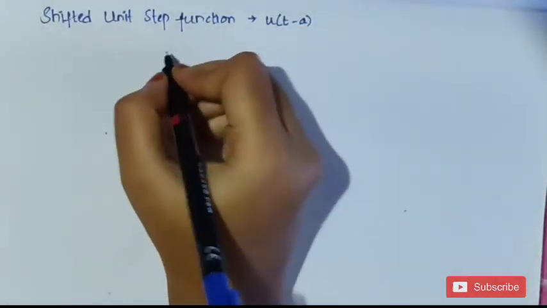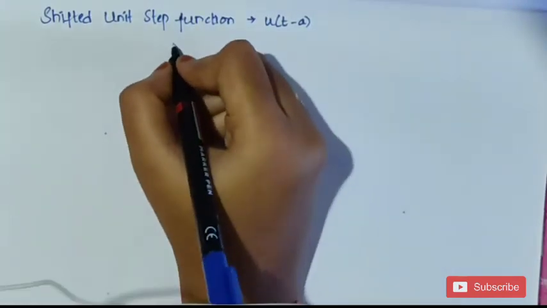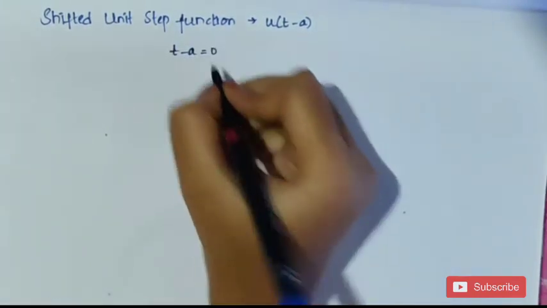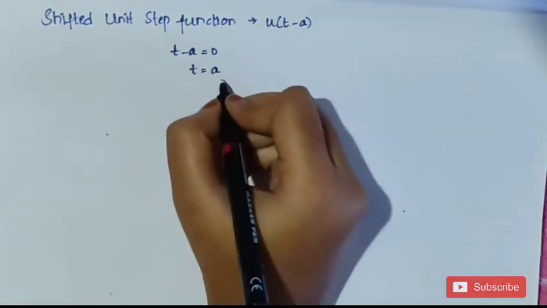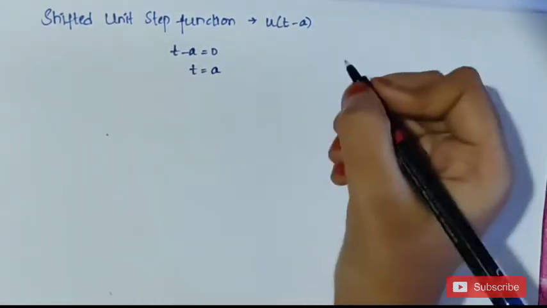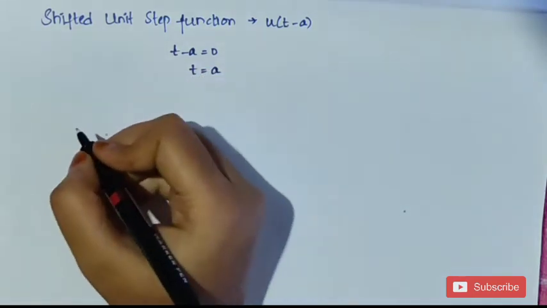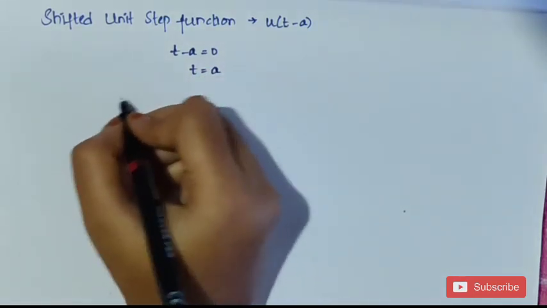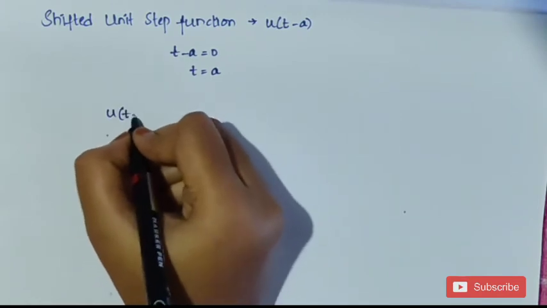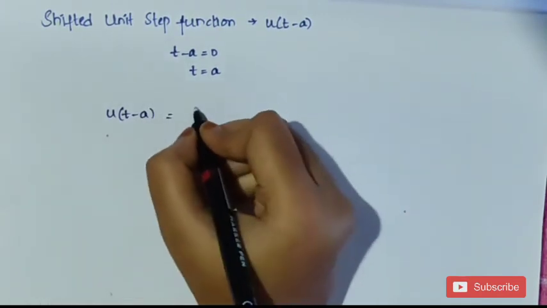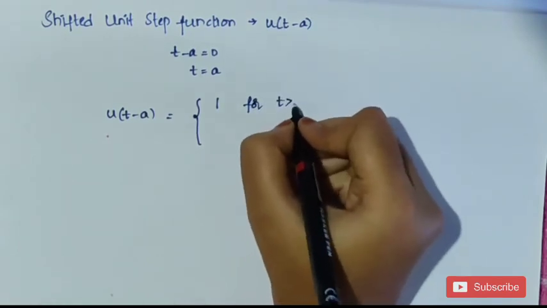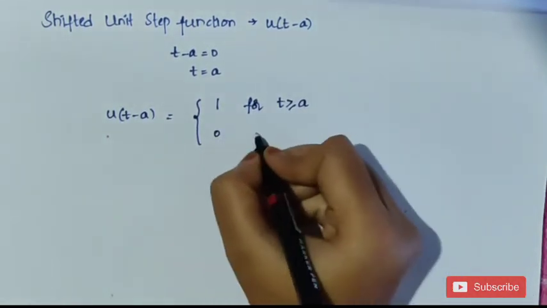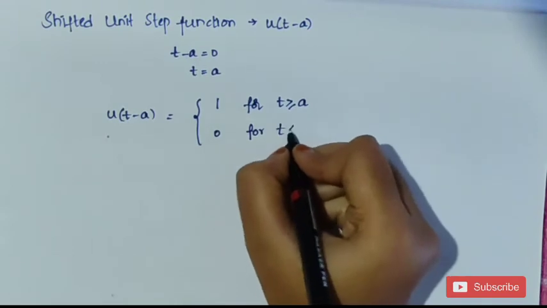If we consider u of t minus a, the value in the brackets, that is, equate t minus a to 0, then t is equal to a, which means the signal starts from a. In the same way as we wrote before, let us write the mathematical equation here. u of t minus a is equal to 1 for t greater than or equal to a and 0 for t less than a.